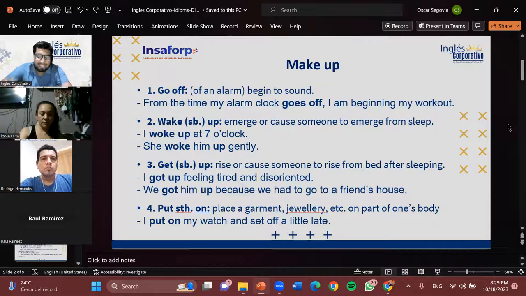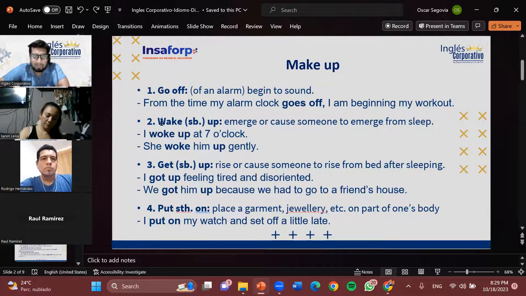We can use it for devices, like if something runs out of battery, but that is the least common. That is probably more common to hear from a Latino than from a native speaker, because what they normally say is that it ran out of battery, or got out of battery, instead of saying it went off. Because go off is basically to activate something. All right. So we have the example: from the time my alarm clock goes off, I am beginning my workout, right? So that means that since it sounds, I am starting to do my workout.